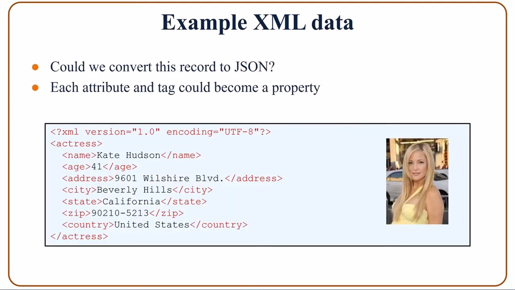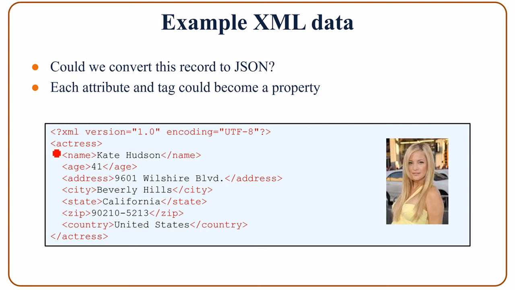Now let's look at an example of XML data. After the first row defining the XML version, we can see the element, namely actress. This element is a parent of a number of child elements. Child elements, as you can see, include name, age, address, city, state, zip, and country.